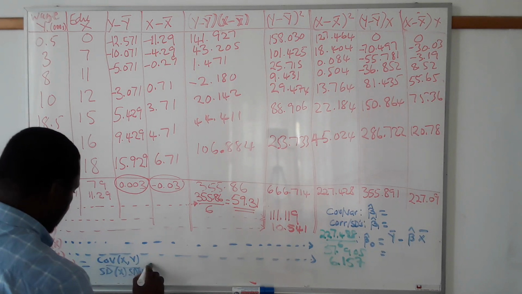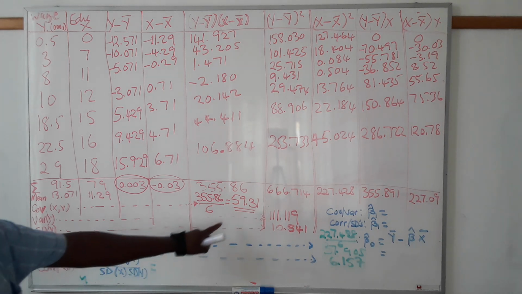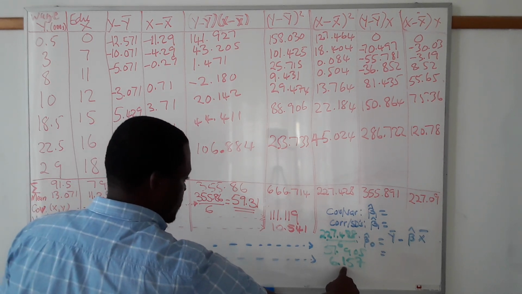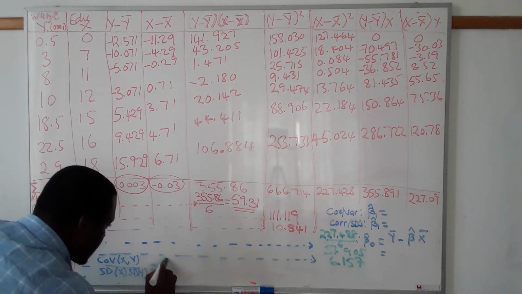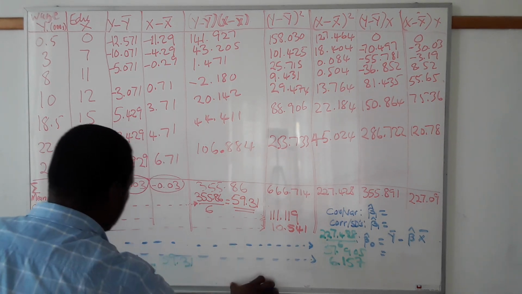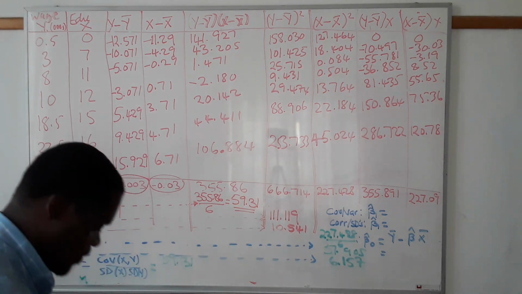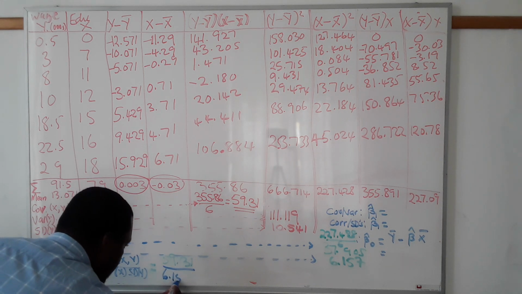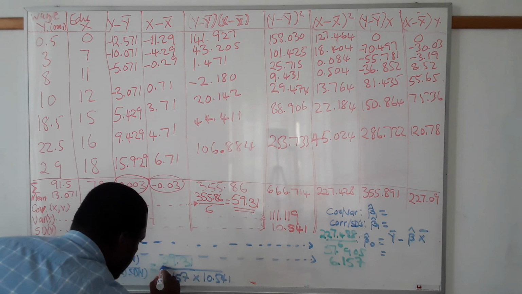We need the correlation. The correlation requires us to divide the covariance by the product of the standard deviation of x and standard deviation of y. So that's 59.31 divided by 6.157 by 10.541. Okay.